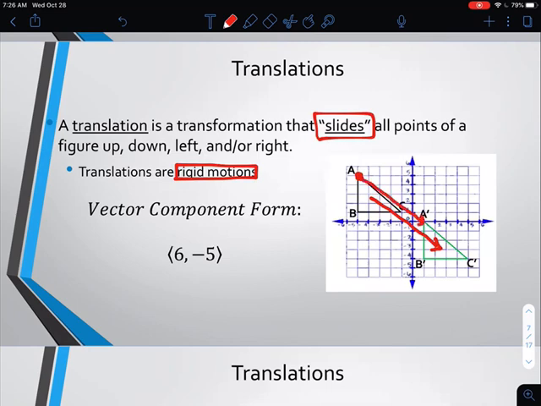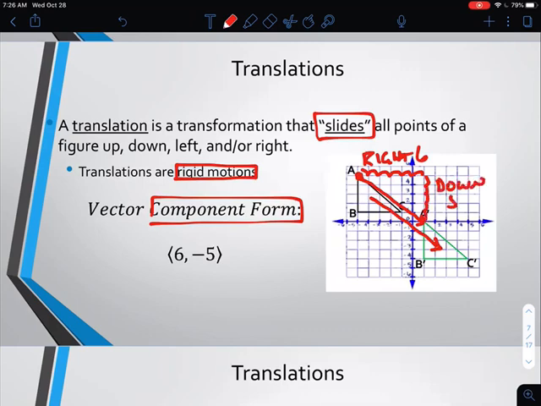This vector took me straight from A down to A prime, and I want to know how I got there. With vectors, we said we use component form: how far right or left, how far up or down. Starting at point A, I figure out how far to the right I had to go to get to A prime. So I go 1, 2, 3, 4, 5, 6. I went right 6 units. Then to get to A prime from here, I have to go down: 1, 2, 3, 4, 5.